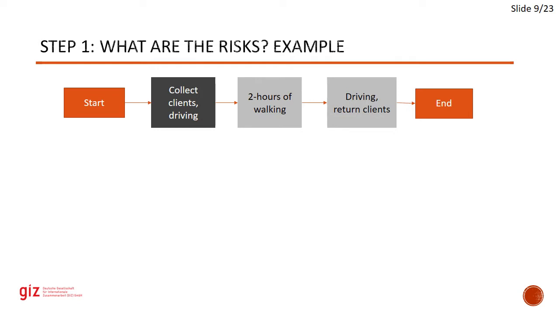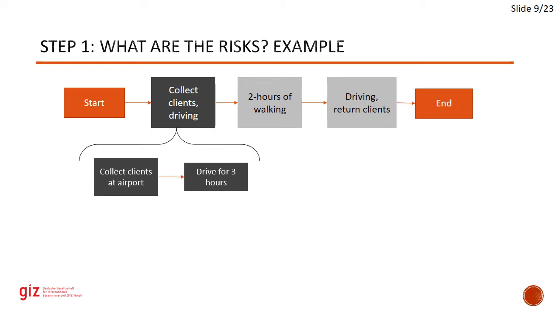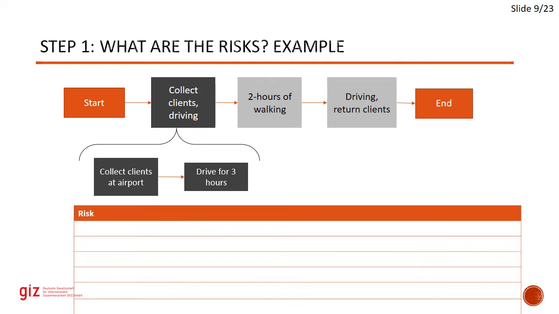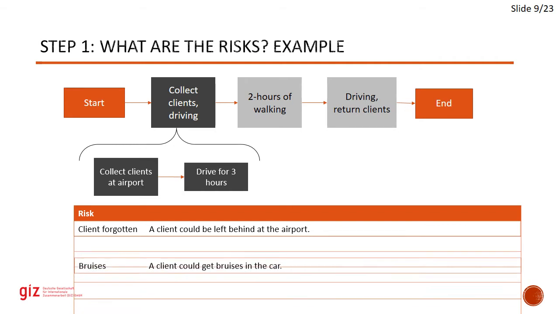Specifically, let's look at the first step where we collect the clients and drive. This part of the tour involves collecting clients at the airport and then driving for 3 hours. So, what are the different risks in this step? Some examples are client forgotten. A client could be left behind at the airport because the guide forgets him.